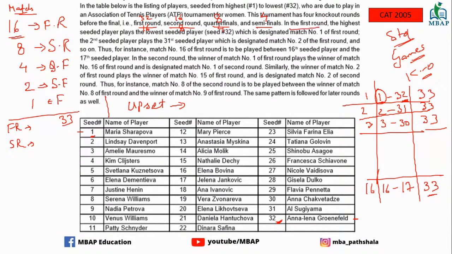In the first round, the highest seeded player plays the lowest seeded, which is 32, designated match number 1 of the first round. The second seeded player plays the 31st seeded player, designated match number 2 of the first round. Likewise, for match number 16, the 16th seeded player will play the 17th seeded player. That's what I told you here. I gave you the entire explanation here.